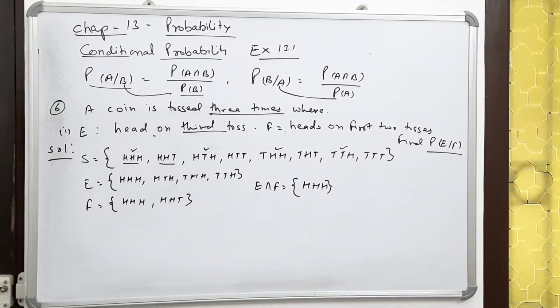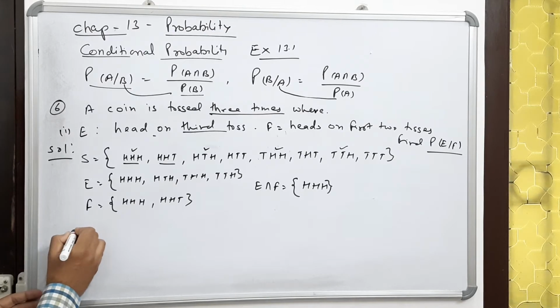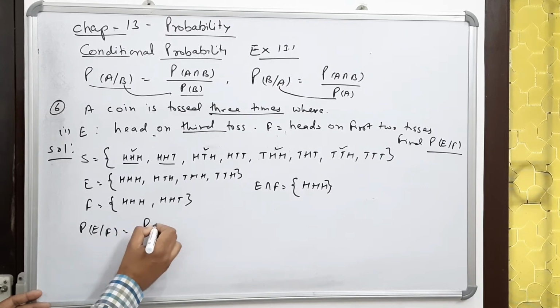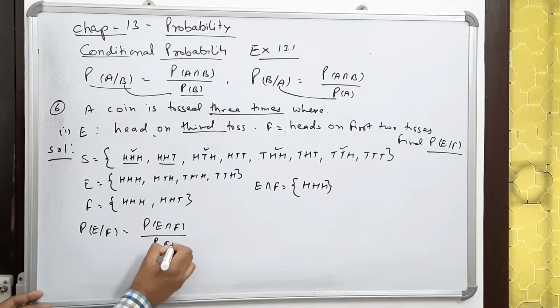So that is the intersection. Now what we have to find? We have to find P(E|F), the probability of E when F has already occurred. And that is P(E intersection F) upon P(F).